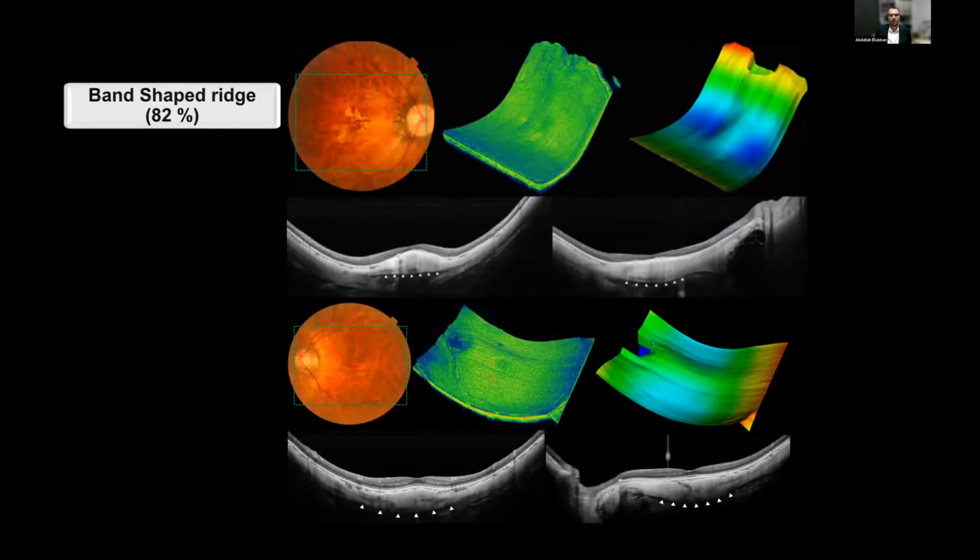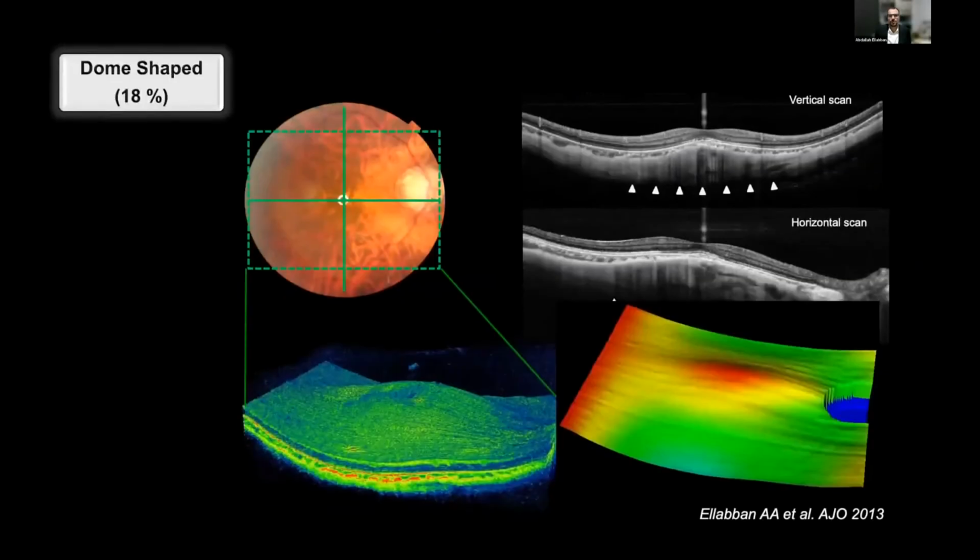And with all these cases, this, what we call band-shaped configuration, is possibly the most common, in about 80% of cases. But the typical dome configuration, where you see the macula has a little bit of dome-like elevation, is only in 20% of cases.